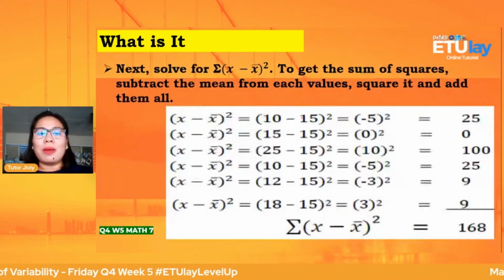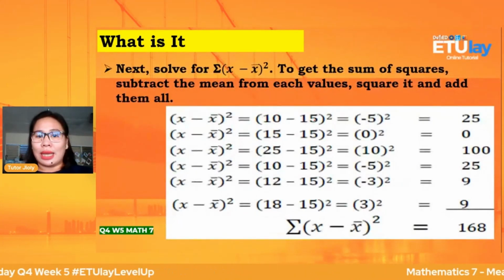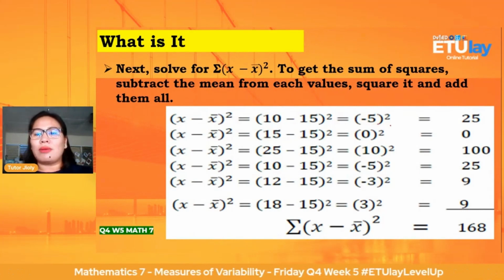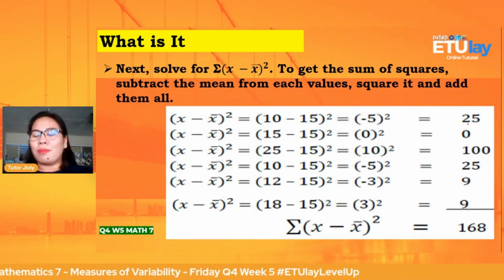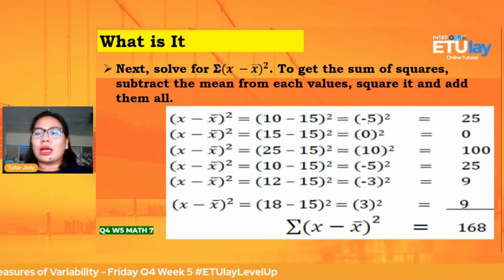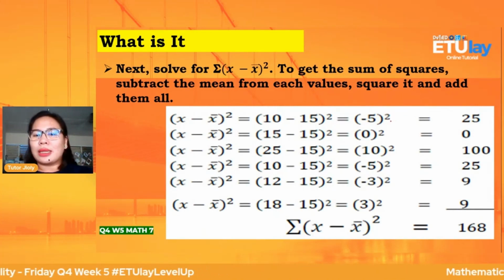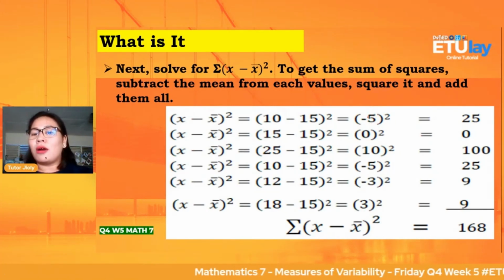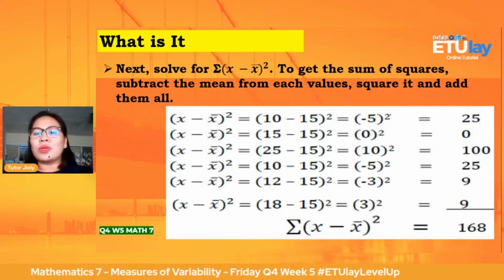Next, we subtract the mean, which is 15. So, 10 minus 15 is negative 5. When we square negative 5, that is 25. How to get the 25? When we say square, you multiply the number by itself to get the square of that number. So, negative 5 squared is 25.